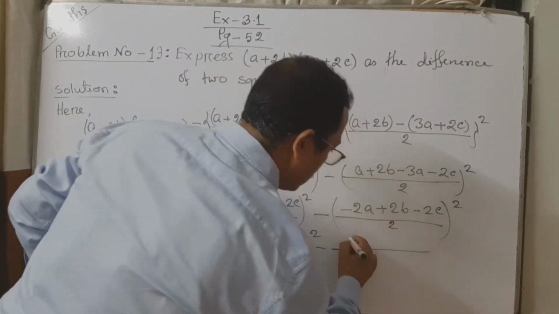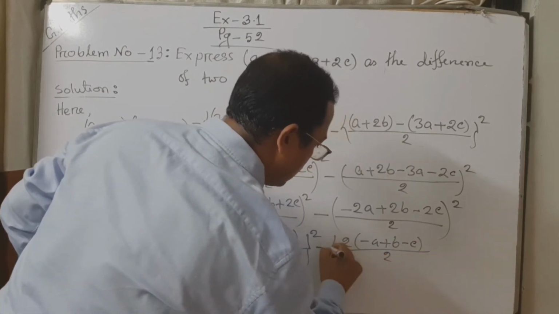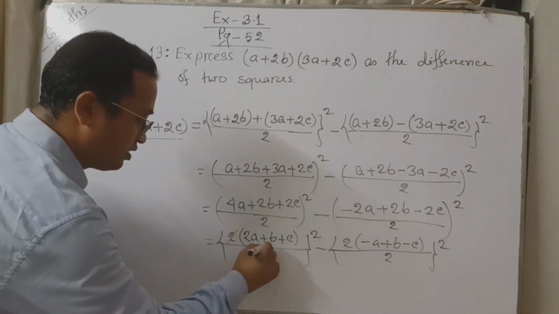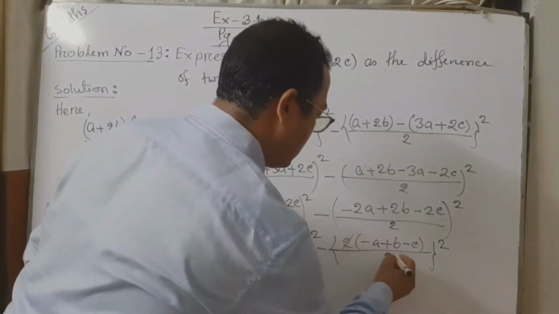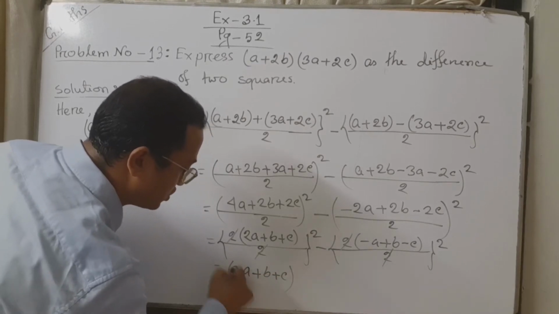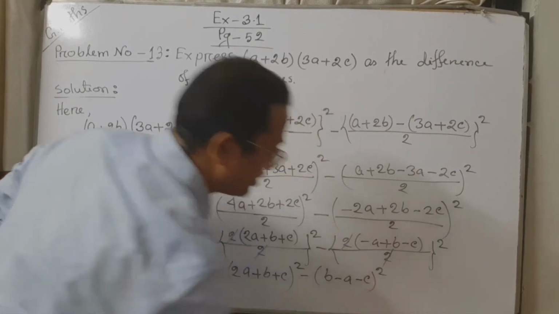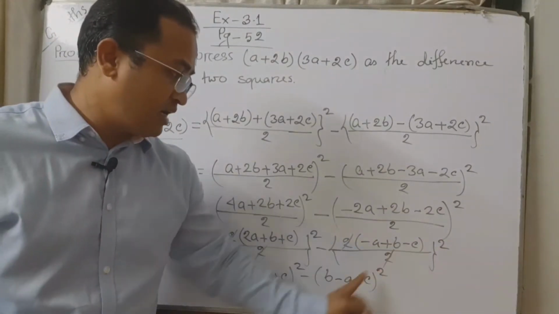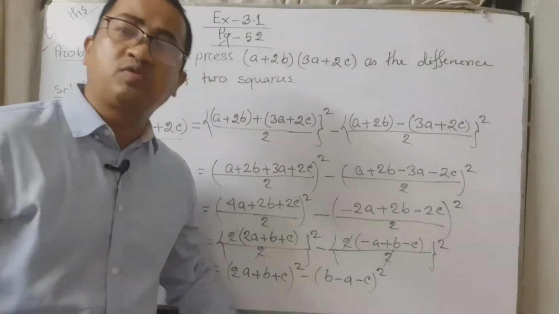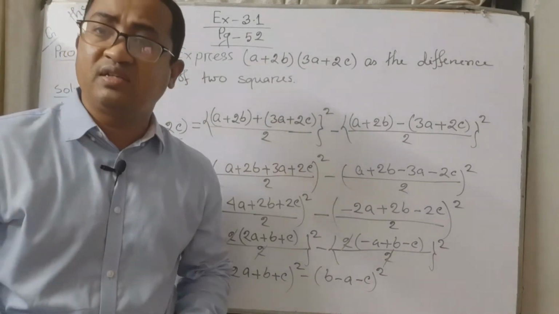Again 2, that is minus (a plus b minus c by 2) whole square. Now cancel this 2 and also this 2. You will get like this, (2a plus b plus c) whole square minus (b minus a minus c) whole square. Just arrange it, minus a minus c I keep just after b. So this is the difference of two squares, so we can express these two numbers by the difference of these two numbers' squares.